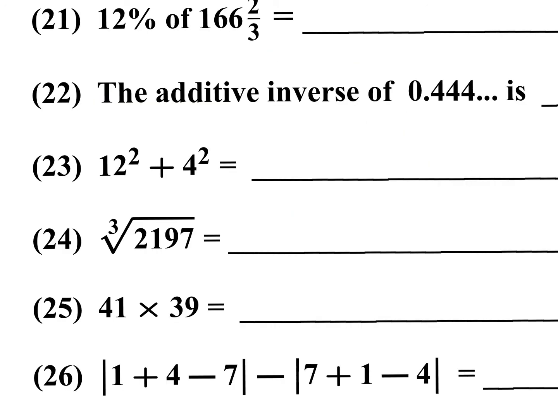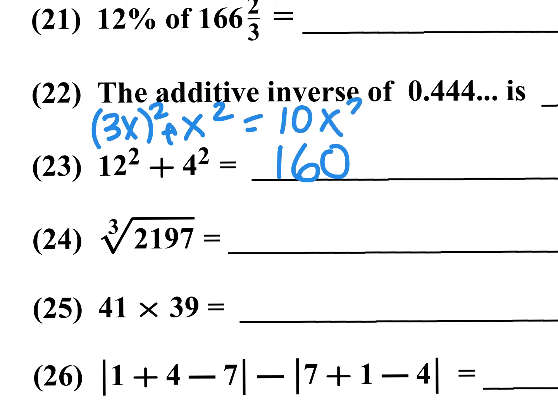Number 23, when you have a number squared and then 3 times the number squared, you could add 144 plus 16, or you could say 16 times 10. The answer for number 23 was 160. What happens here is you have x squared here, and over here you have 3x quantity squared. So that's 9x squared plus x squared. That would be 10x squared. So all you have to do is take this number squared, 16, and then times 10. And that's the shortcut anytime you have 3x and x.